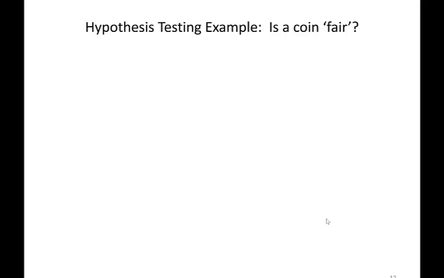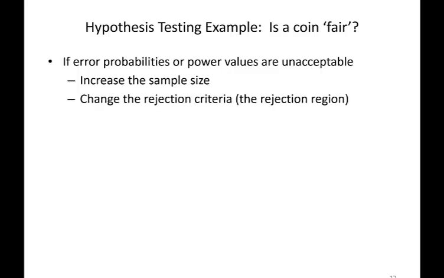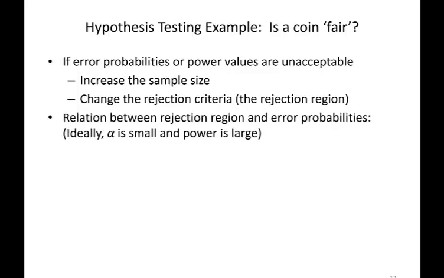Well, if we don't like the power or alpha or any of the probabilities of making the different types of errors, one thing we can do is increase the sample size, and we'll look at a slide or two on that in the very near future. Another option is to change the rejection region or the rejection criteria. However, if I am going to change the rejection criteria, there are implications that come with that.